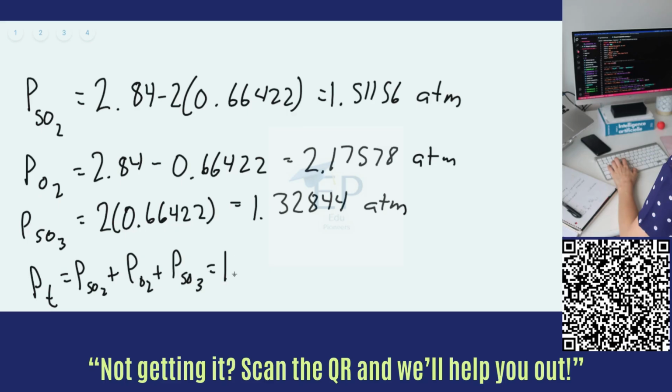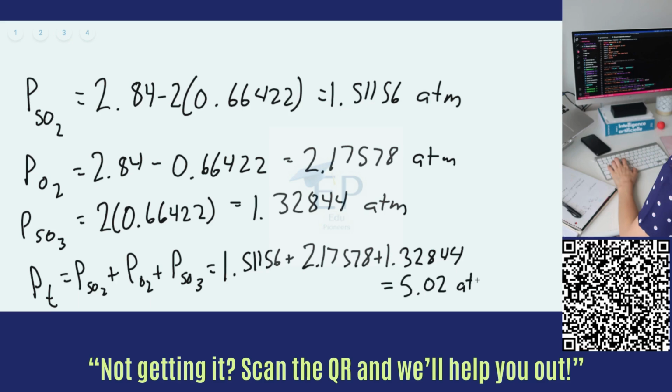And so we have our values here. We can just plug those in. And when we solve for that, we get a pressure of 5.02 atmospheres. And so that is the total pressure of the system at equilibrium.